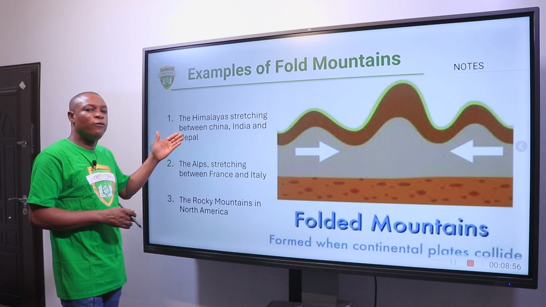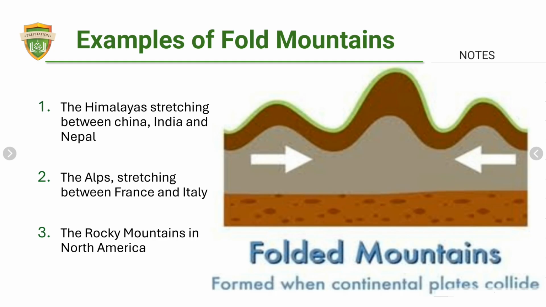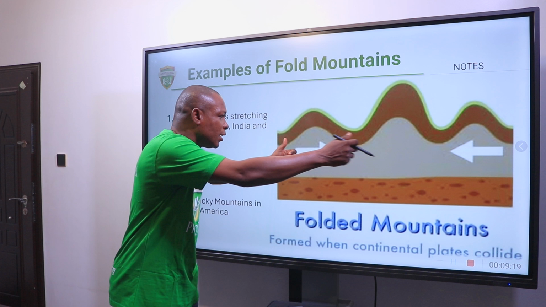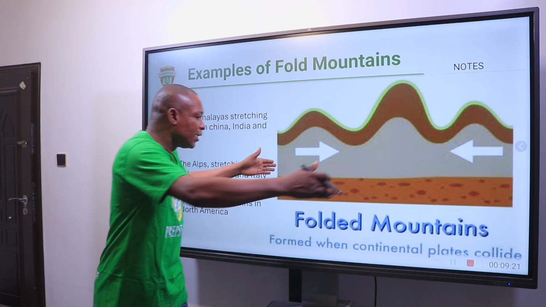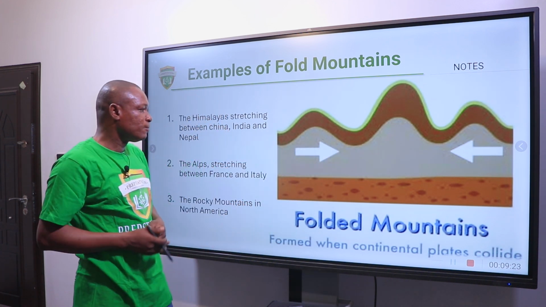Examples of fold mountains: the Himalayas, stretching between China, India, and Nepal. We also have the Alps, stretching between France and Italy. We also have the Rocky Mountains in North America. This is a diagrammatic illustration of the fold mountain. You can see the compressional stress coming together, causing the land to fold.